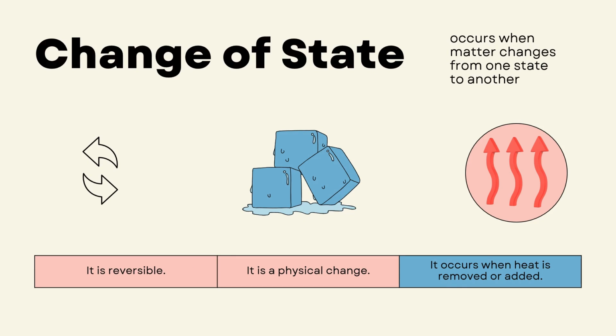Change of state occurs when matter changes from one state to another. It is reversible. If you are converting solid to gas, then you can convert gas back to solid. So it is reversible. It is a physical change. There is no breaking of chemical bonds, and there is no formation of new products. It's just the change of state.